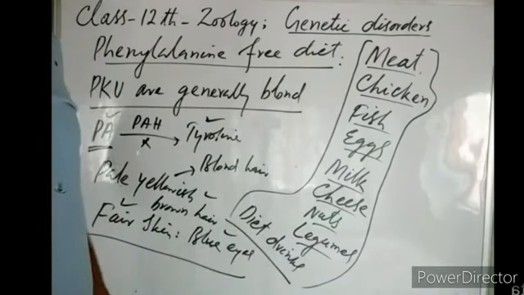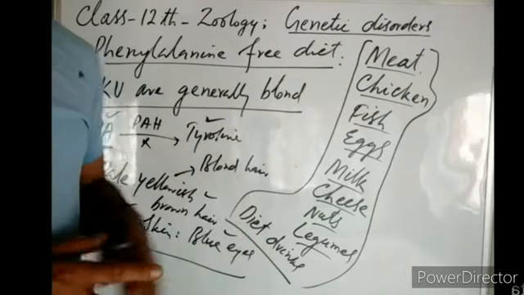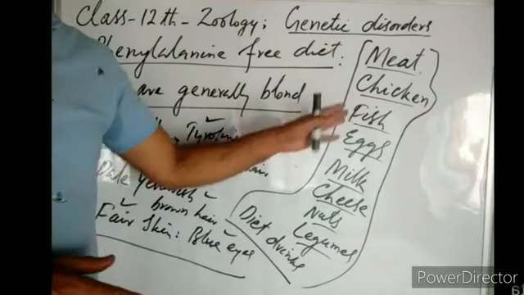So that is all about phenylketonuria. So this phenylketonuria can only be controlled by providing the suffering person a phenylalanine-free diet.